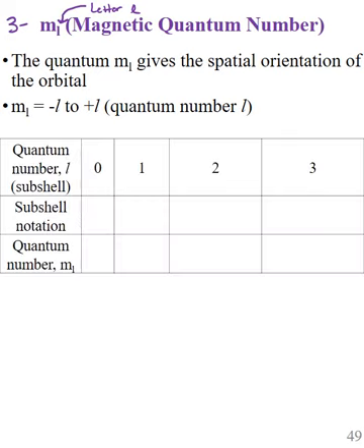Now let's fill in this table to help us understand m of L. Here we are given L. L denotes the subshell. So if L equals 0, what would our subshell be?